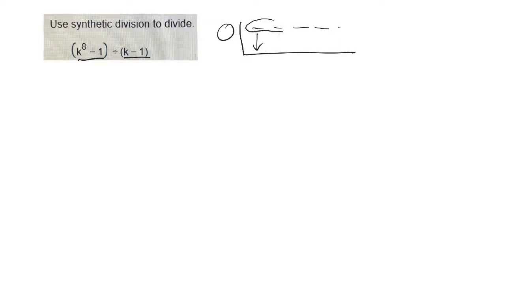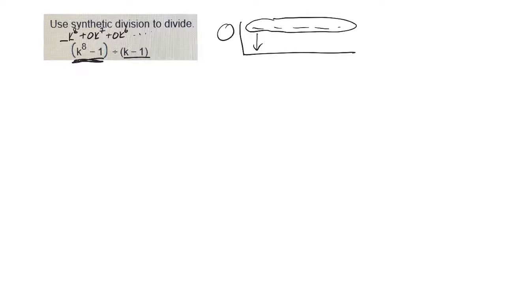One of the things you need to do with this top part, and it comes from here, is account for every power of x, in descending order. So if you start at 8, you have to have a 7, a 6, a 5, etc. So I could rewrite this as k to the 8th plus 0k to the 7th plus 0k to the 6th, etc. To set up my synthetic division, I use the coefficients of all of those terms.